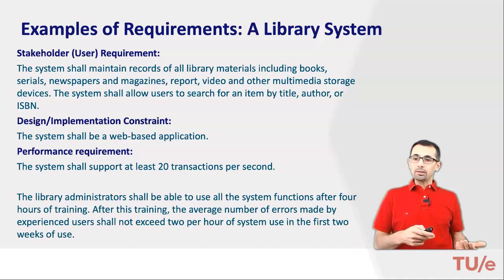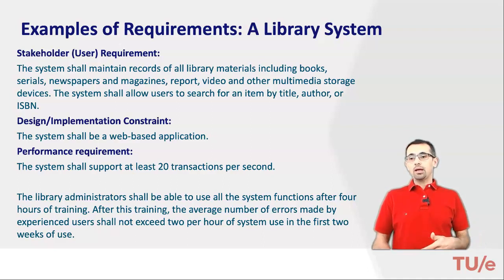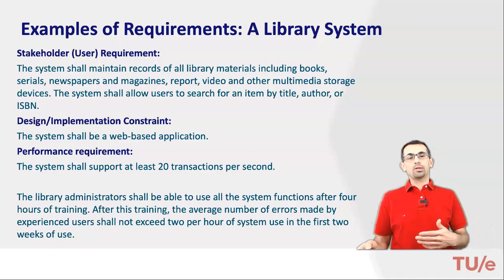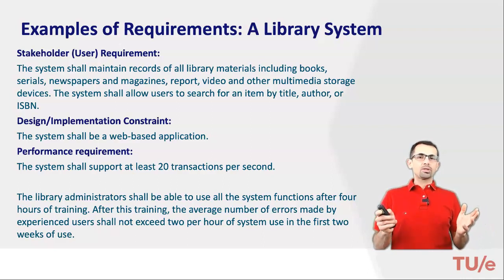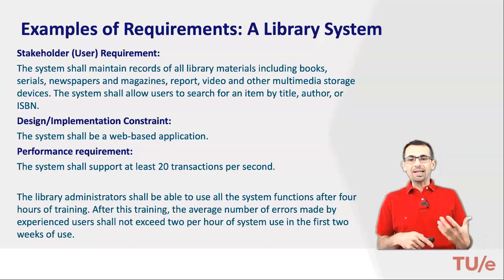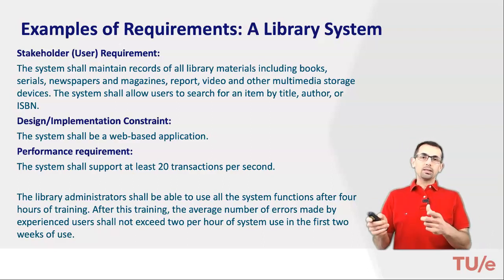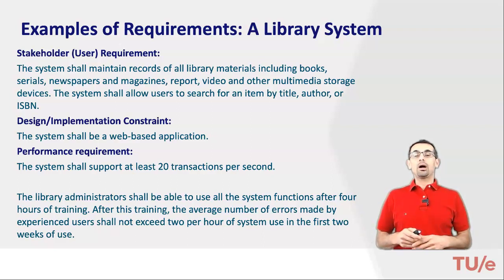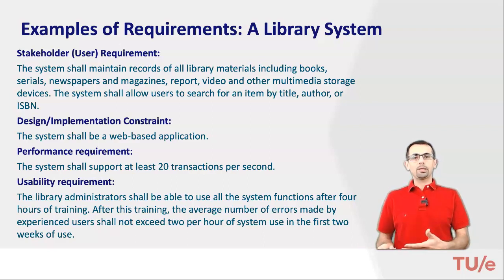What else? The library administrators shall be able to use all the system functions after 4 hours of training, and after this training, the average number of errors made by experienced users should not exceed 2 per hour of system use in the first 2 weeks of use. That is, I would say, quite a complete requirement. We'll see that we have to come up with such complete requirements because it's very important to validate and verify them. In this example, the two statements are good examples of a usability requirement. Again, it's another kind of quality requirement.